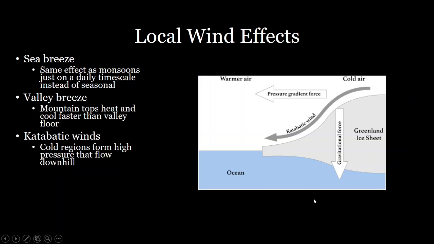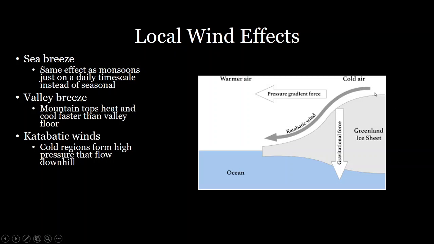An additional wind that's common in glaciated areas are called katabatic winds. And so these are really common at the poles or near the Greenland ice sheet or Antarctica, where you have very cold conditions and a lot of elevation. And so because the Greenland ice sheet, for example, is so cold, you have a high pressure system forming. That air cools and gets pushed downwards, and then that high pressure system flows downhill.